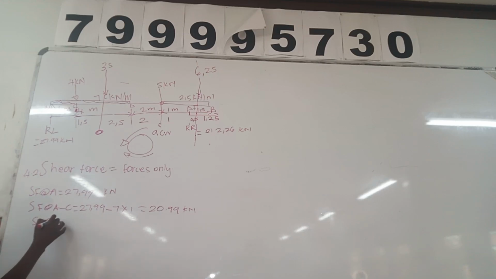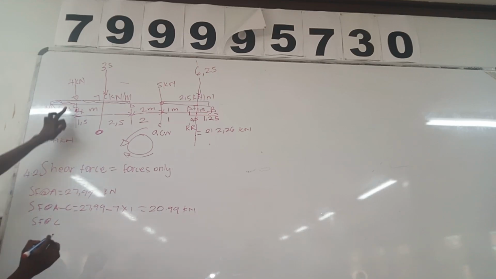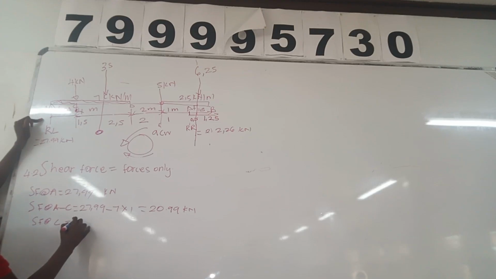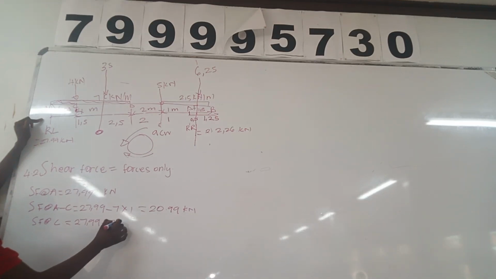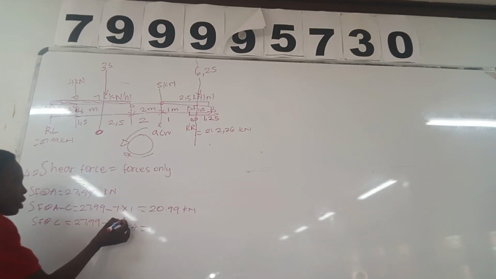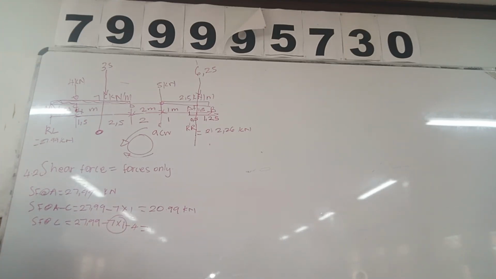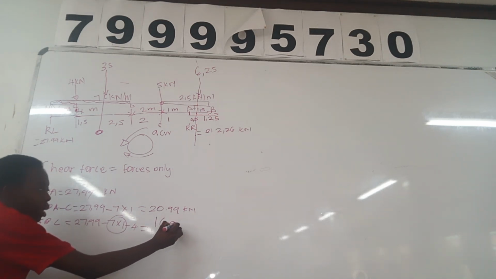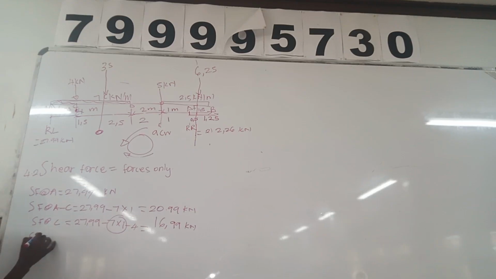Now the shear force at C. There's a force acting at C. Remember, we started at the beginning: 27.99 minus 7 times 1 minus 4. You multiply the UDL by the distance because it's a UDL. So the shear force at C is positive 16.99.